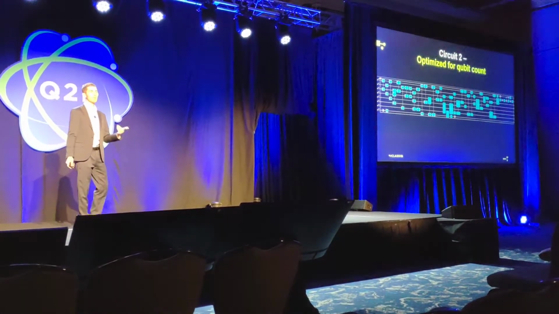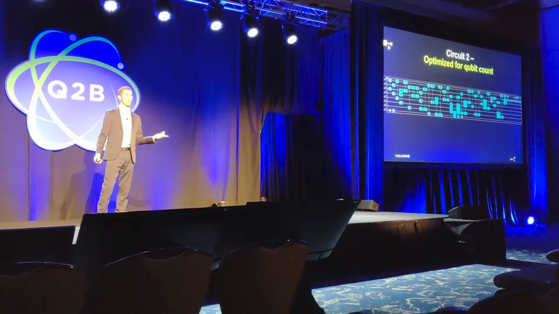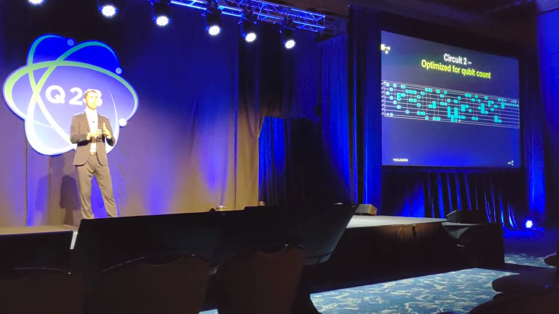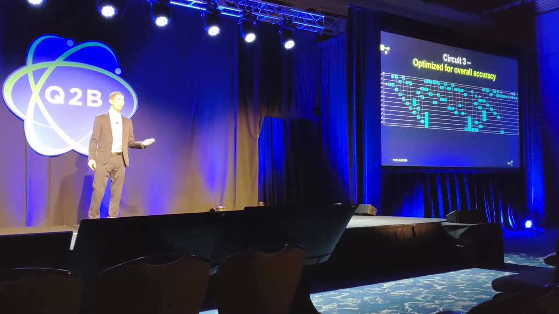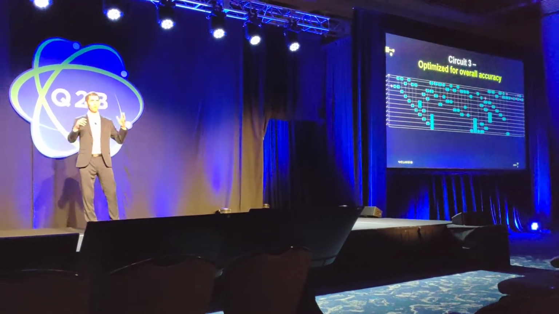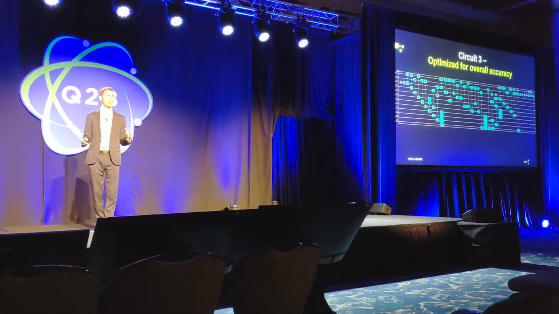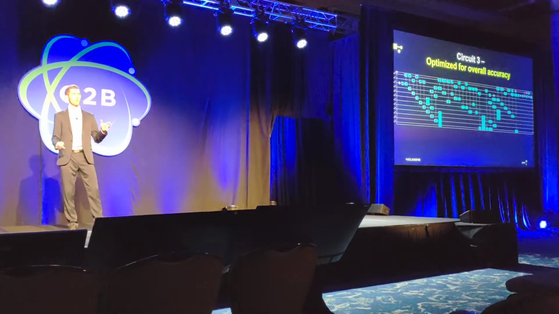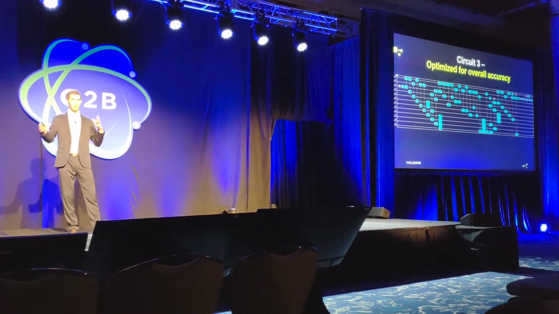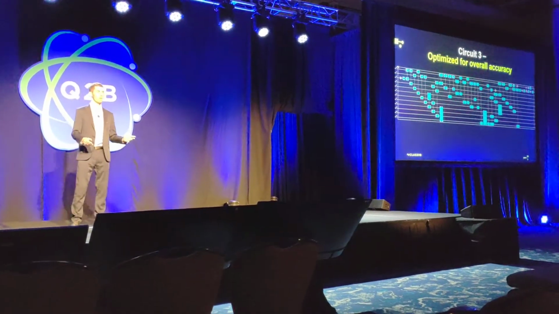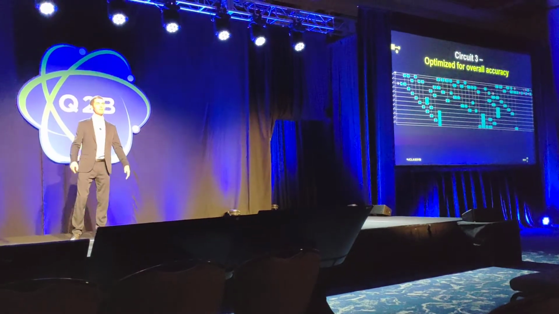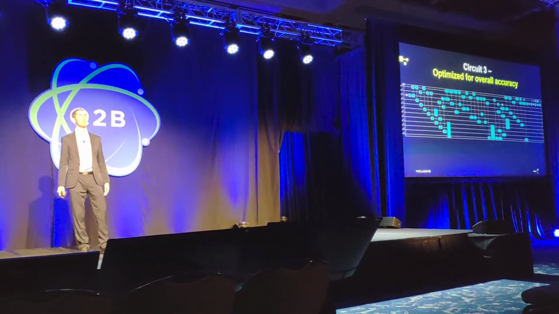On the other hand, this one is optimized for qubit count. So it uses only 8 qubits, but it's wider, right? And the third one is optimized for overall parameters. So we get the best accuracy of the algorithm with regard to many hardware constraints. And you see that this is using 12 qubits, and the circuit depth is somewhere in between.